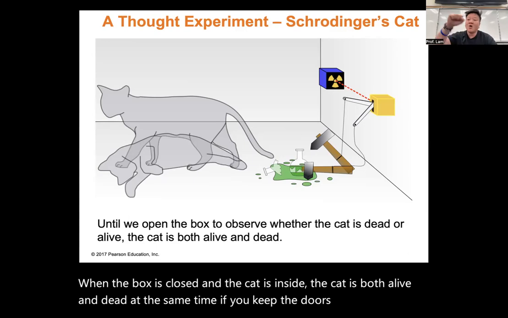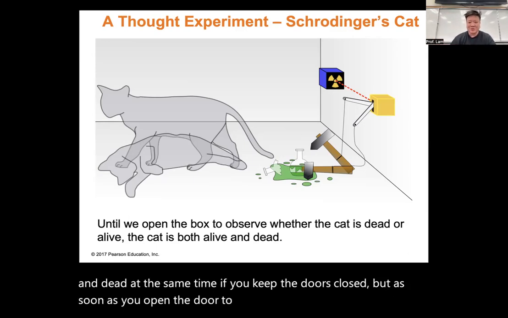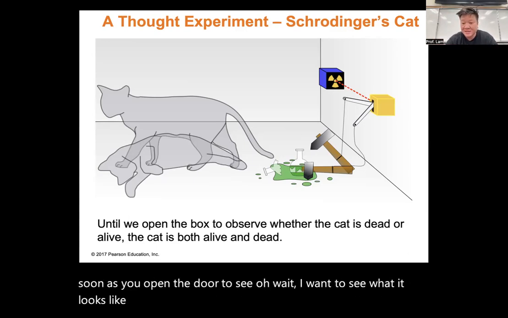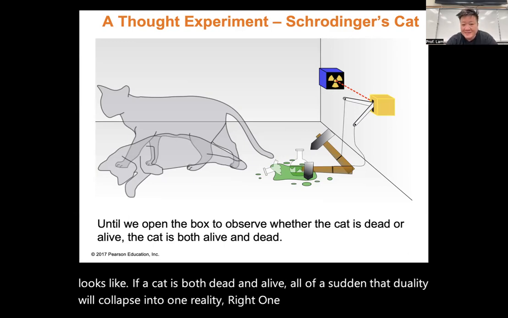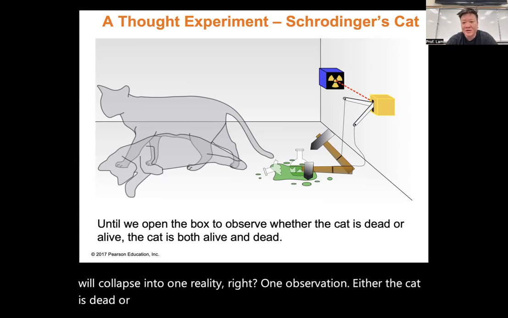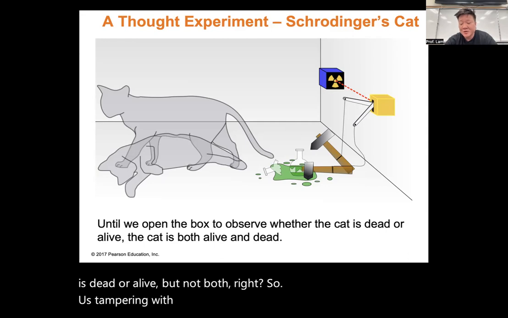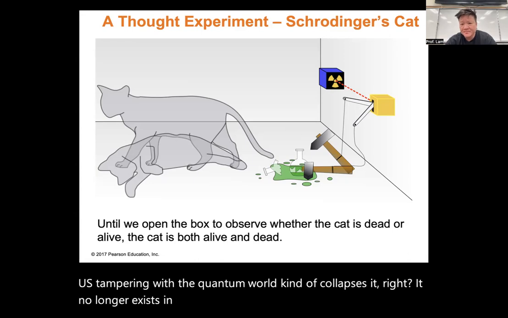But as soon as you open the door to see, oh wait, I want to see what it looks like if a cat is both dead and alive, all of a sudden, that duality will collapse into one reality, right? One observation. Either the cat is dead or alive, but not both, right? So us tampering with the quantum world kind of collapses it, right? It no longer exists in its actual, natural state.